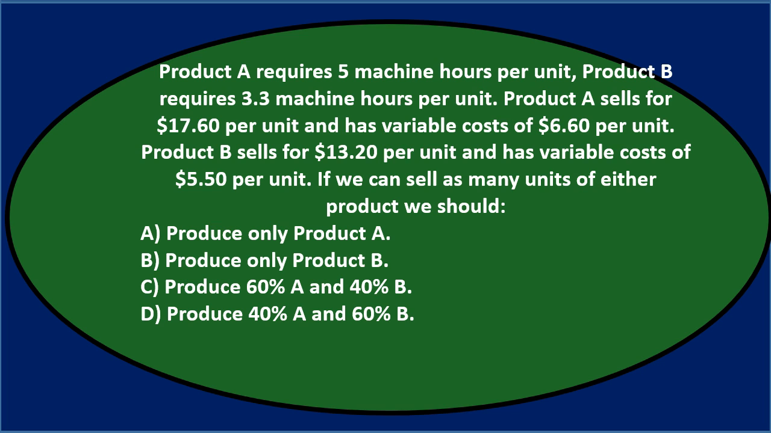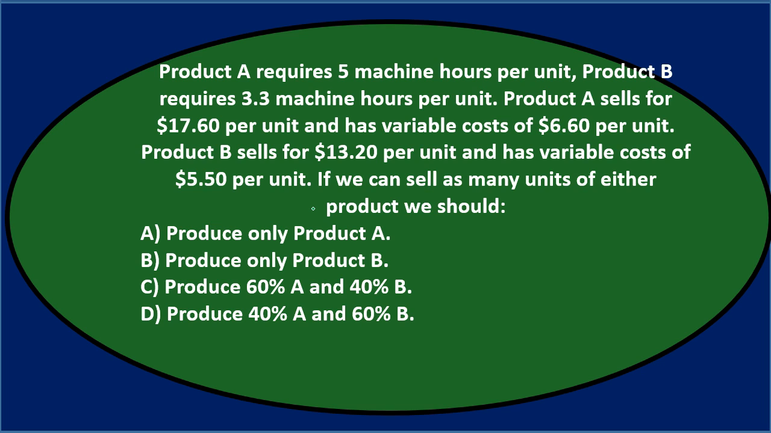So if we look at problems such as this, on first glance, we might say, hey, we got a lot of numbers here. Let's look at the answer and see if there's numbers in the answers. Seems like it's a lot of text in the answer. Then we might go to the final sentence: if we can sell as many units of either product, we should. So that means we're looking for this kind of product mix type of problem.